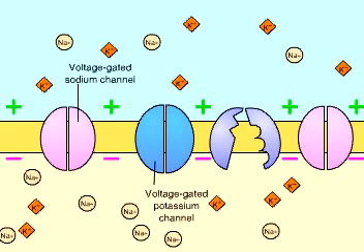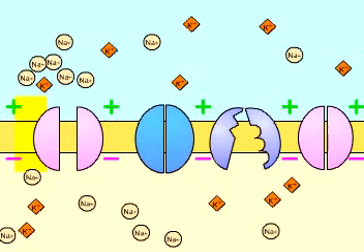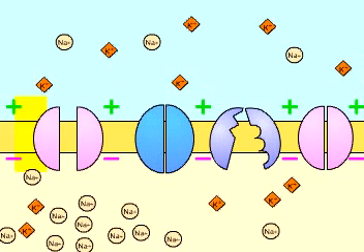Voltage-gated channels in the membrane open and close depending on voltage changes across the membrane. When no nerve signals are being transmitted, these channels are closed. A stimulus causes voltage-gated sodium channels to open, and sodium ions rush into the cell. The cell becomes positive on the inside and negative on the outside.